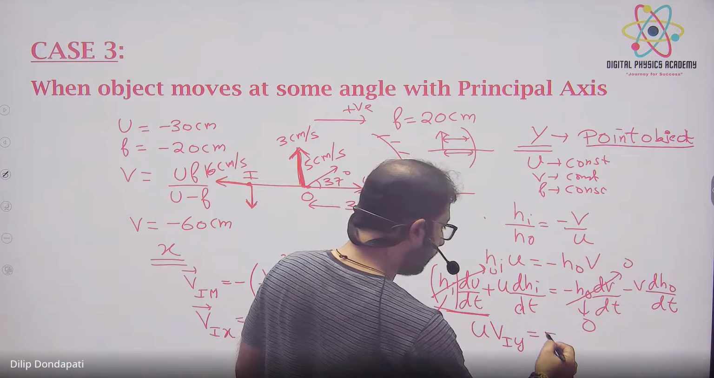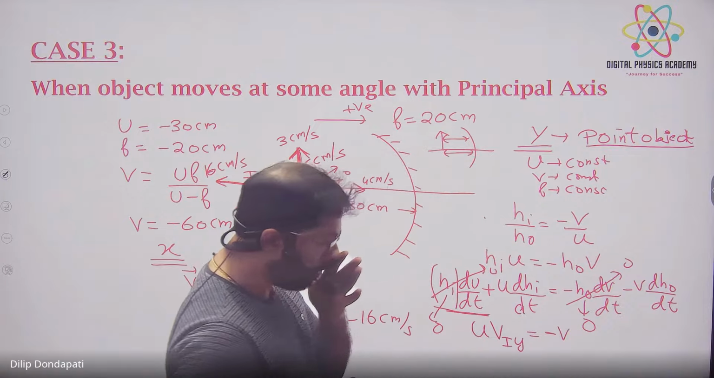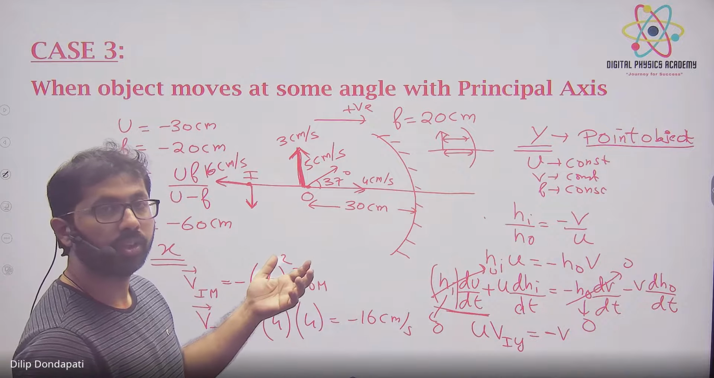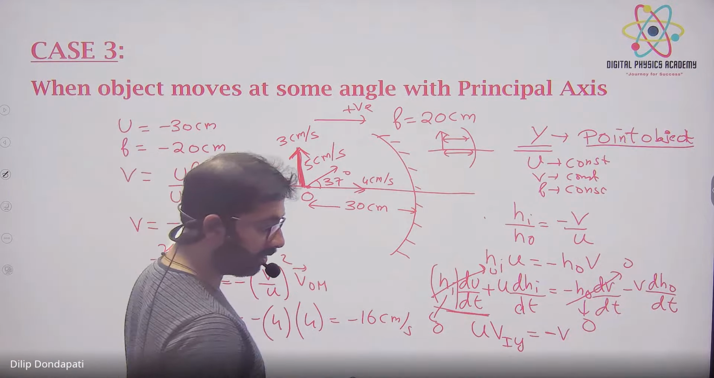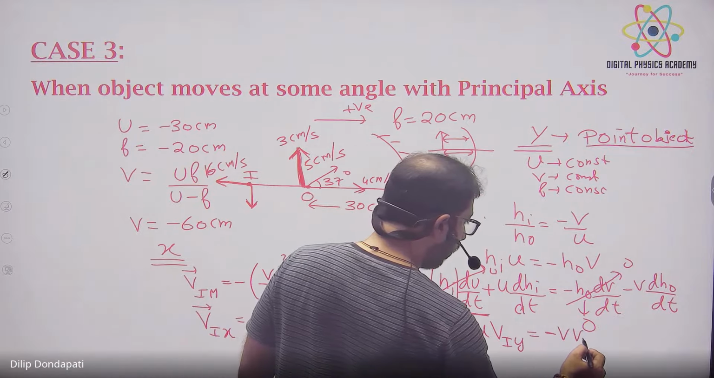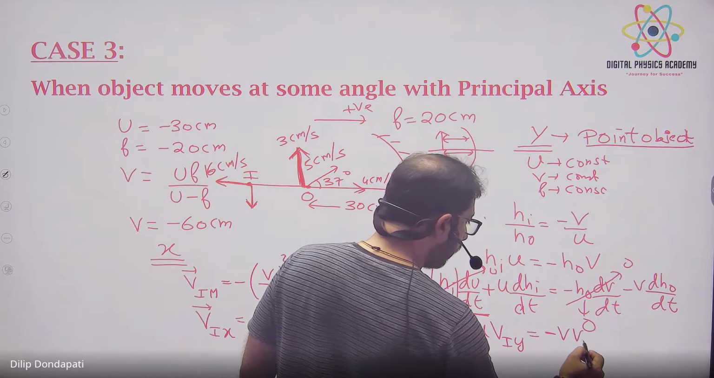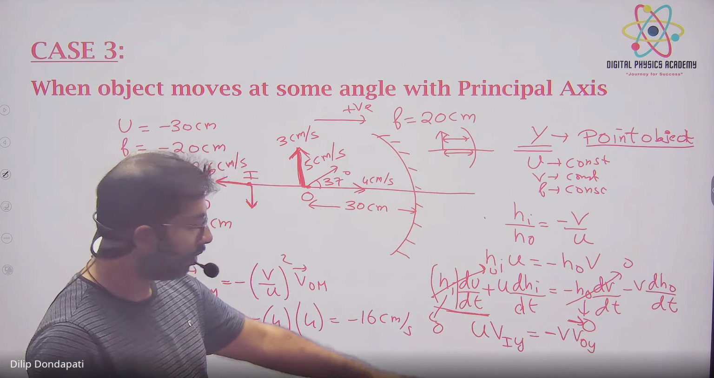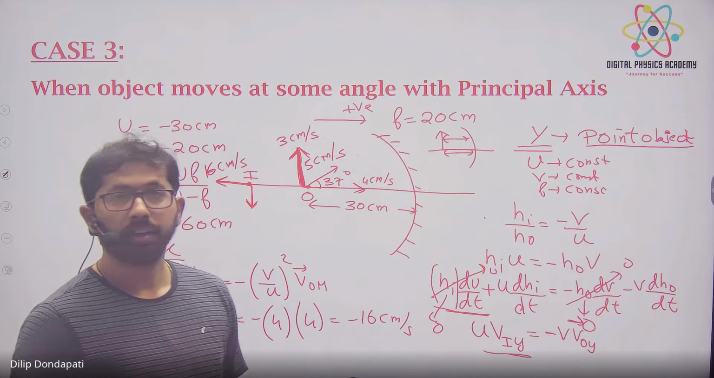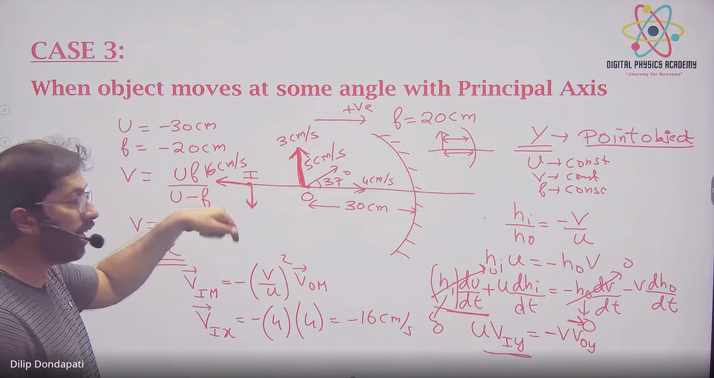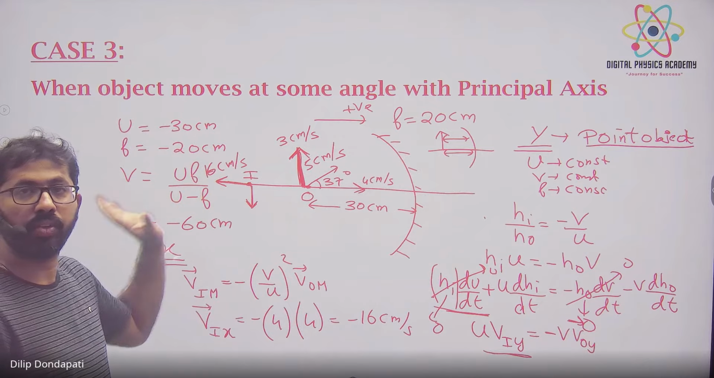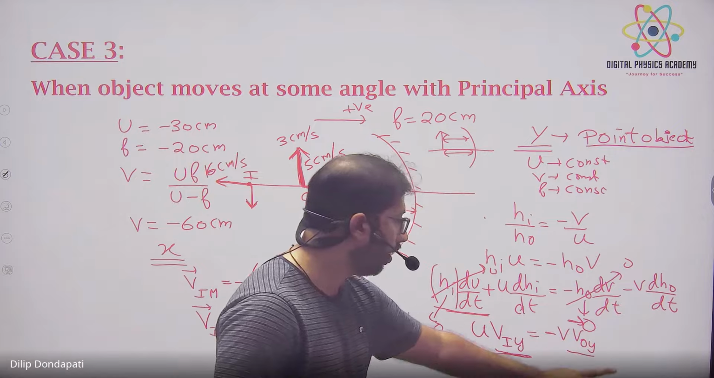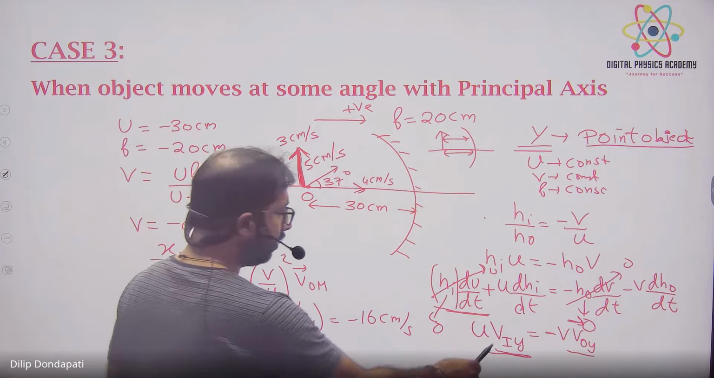What is left? Minus v into, what is dho by dt means? dho by dt is velocity of the object in y direction, right? Velocity of object in y direction. Now substitute the formula and find viy, the image's velocity, because we are finding the velocity in y direction only. The x direction has come already, y direction only we are trying to find. So use the y direction, find viy, voy from this.